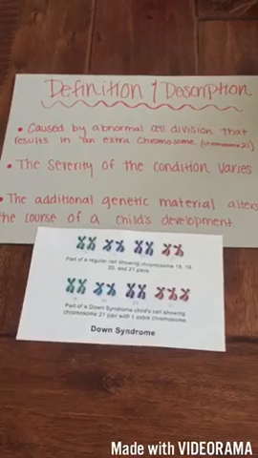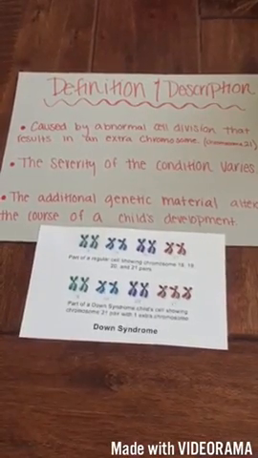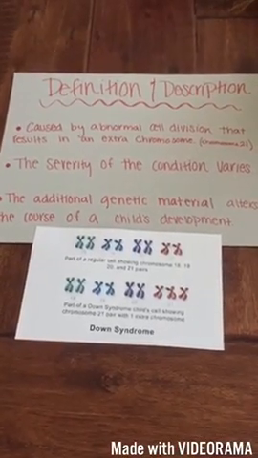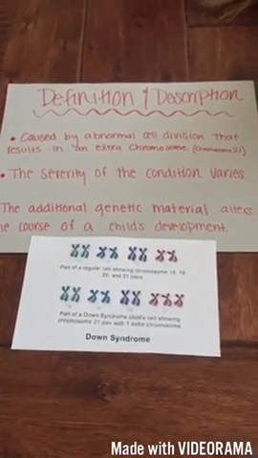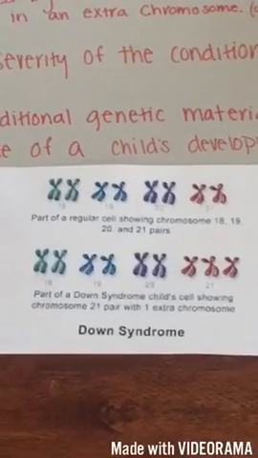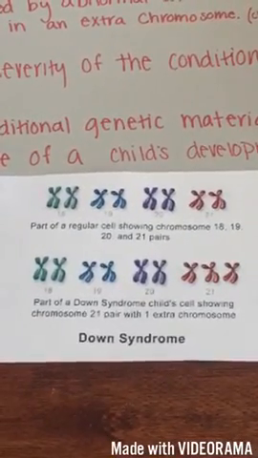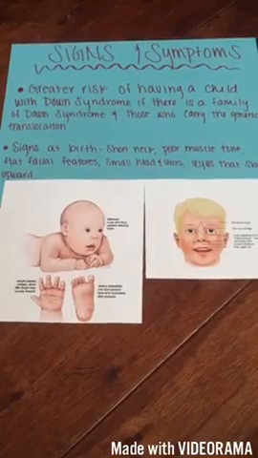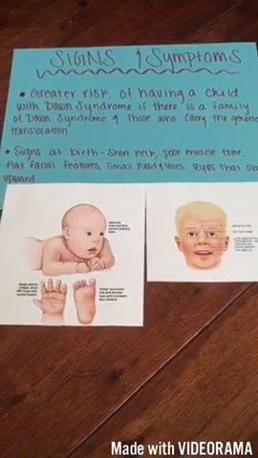A few of the common physical traits of Down syndrome are low muscle tone, an upward slant to the eyes, and a single deep crease across the center of the palm. And in the picture below, you are able to see that chromosome 21 has one extra chromosome. Signs and symptoms of Down syndrome are present at birth.